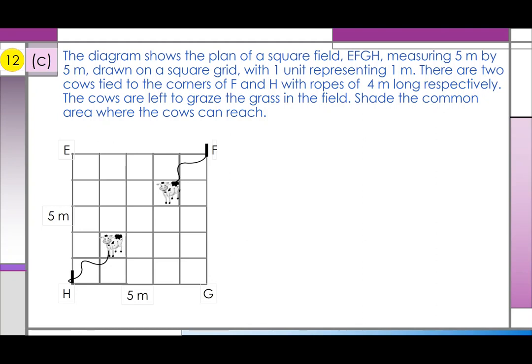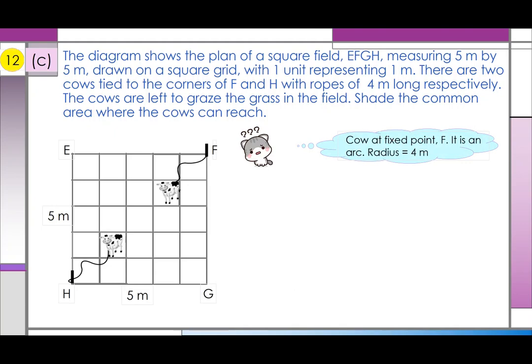两只牛可以互相到达的地方是在哪里？Okay, so first, we know the cow is at fixed point F. It is an arc. Fixed point, so it's an arc. Radius is 4 meter because the rope is 4 meter long. So I just draw an arc. This is at F.